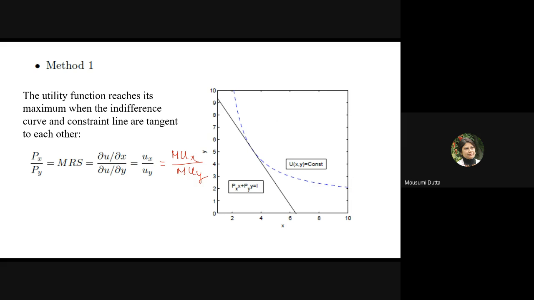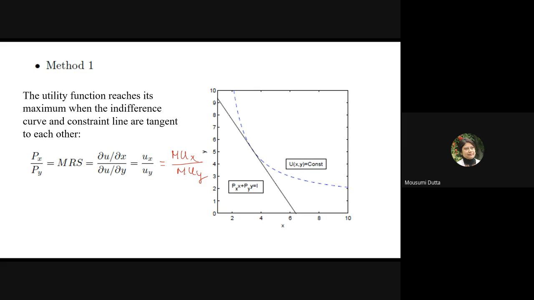Now there are three methods by which we can derive the consumer's equilibrium. The most intuitive is this one, the way I explained, getting the consumer's equilibrium. That is the most intuitive one. So let's start with that.